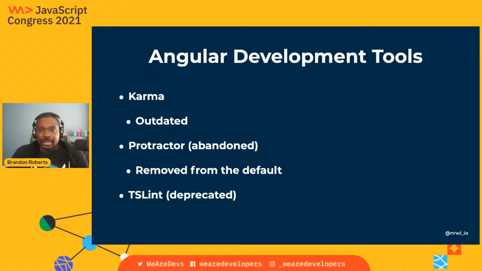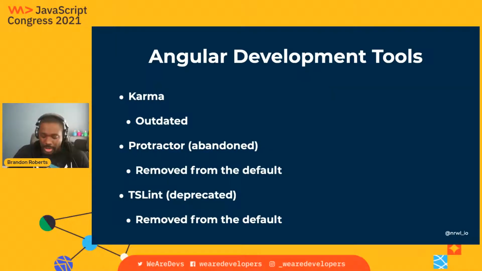And then there's TSLint, which has also been deprecated and has been removed as a default from new Angular projects. So you can see that if you're starting a new Angular project today, what you get out of the box is the framework and Karma at a minimum. But there are tools out there that have come along the way.